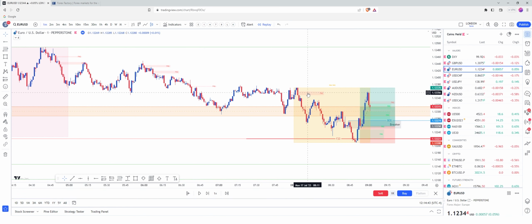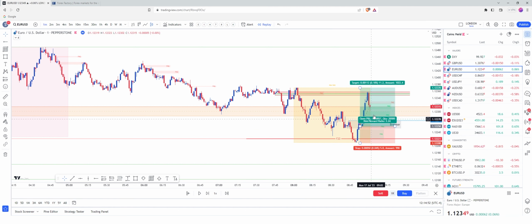So we've not quite taken that. We've respected this fair value gap here. Respected the 50% of the fair value gap. Let's see how we react above this. So right now we're risk free.